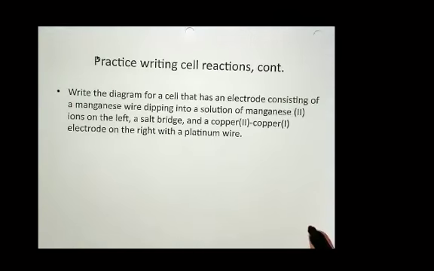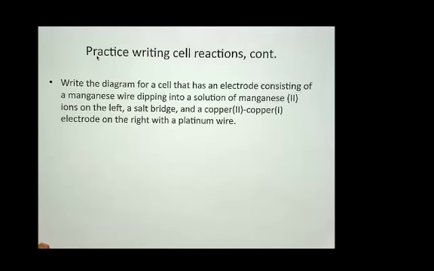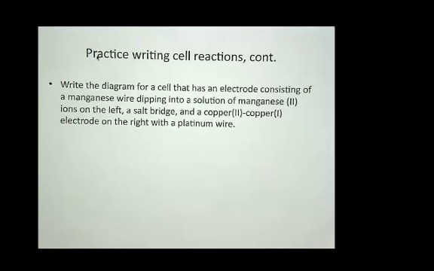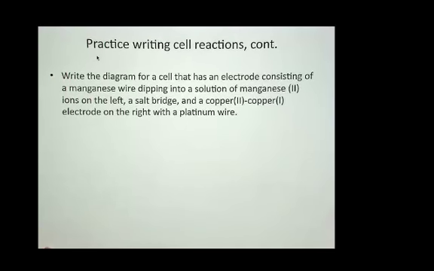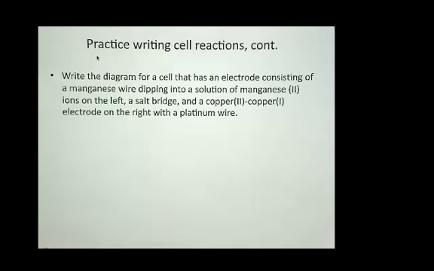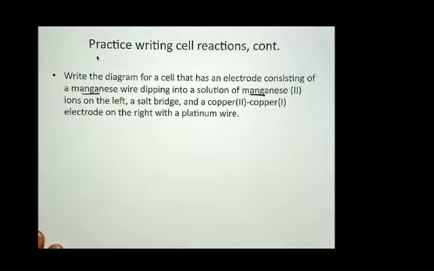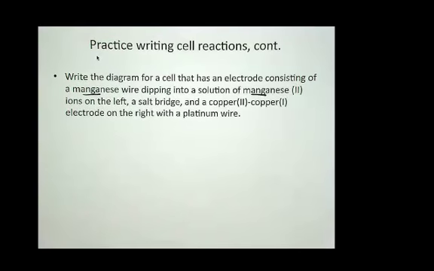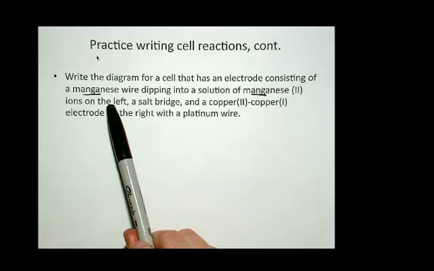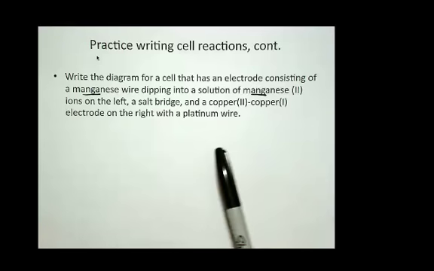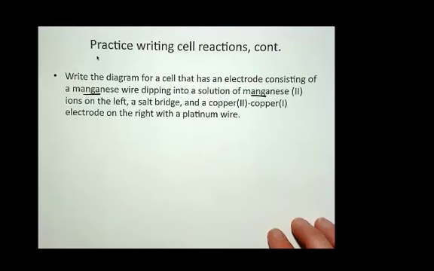Here's one more. Write a diagram for a cell that has an electrode consisting of a manganese wire dipping into a solution of manganese 2 ions on the left, a salt bridge, and a copper 2, copper 1 electrode on the right with a platinum wire. What I want you to do is brainstorm around this and see if you can figure out, given these two reactions, I'll give you a hint, that's the oxidation reaction, and see if you can draw your own electrochemical cell given this information, such that if you were on a desert island and all you had were manganese wire and a copper solution, how could you fabricate yourself a little bit of electrical energy to get your two-way radio running again?